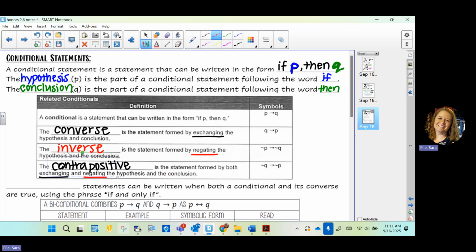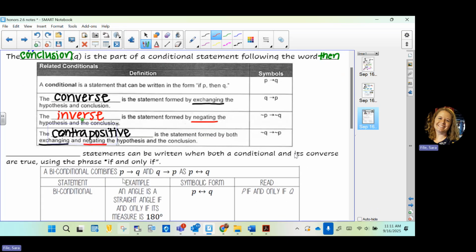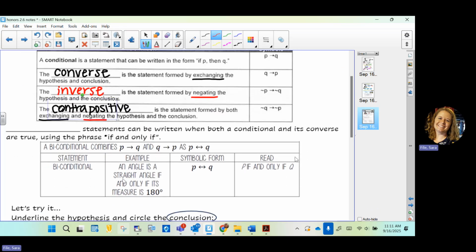Why would you exchange and change? That's called the contrapositive. You change both of them. If you're negating for these conditional statements, you're negating both. You're not going to negate just one. It's either going to be negated on both sides or neither side. Okay, let's keep talking and then we'll look at some examples.